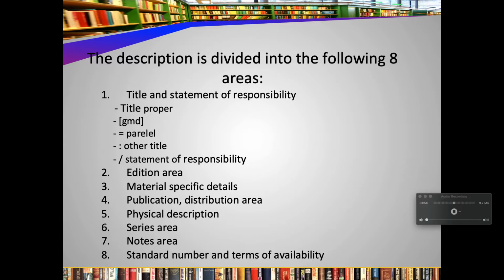And finally, number 8, standard number and terms of availability. It's also referred to as resource identifier. Resource identifier is the number recorded in the area, internationally agreed standard numbers. For example, ISBN and ISSN. ISBN stands for International Standard Book Number and ISSN is the International Standard Serial Number.